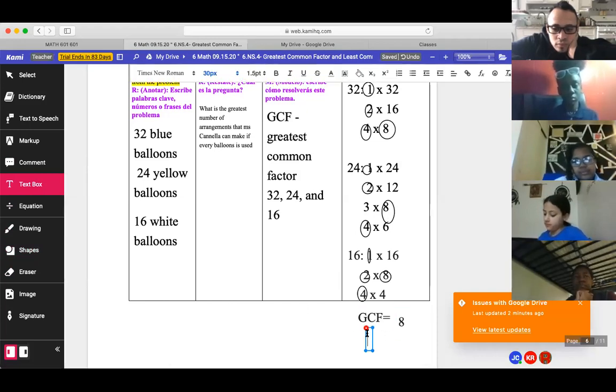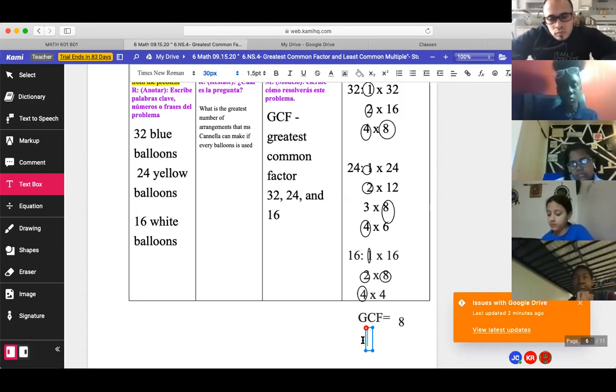There's something else. Right, and so now we got to figure out what is the number of arrangements we can have. So let's look at this. If we have 8 blue balloons as the greatest common factor and we want to get to 32, we have 2 ways to do this. We can either divide the number of balloons by the GCF to get the missing factor, or we could use what we just did. So 8 times what's going to give me 32? So 8 times what equals 32?